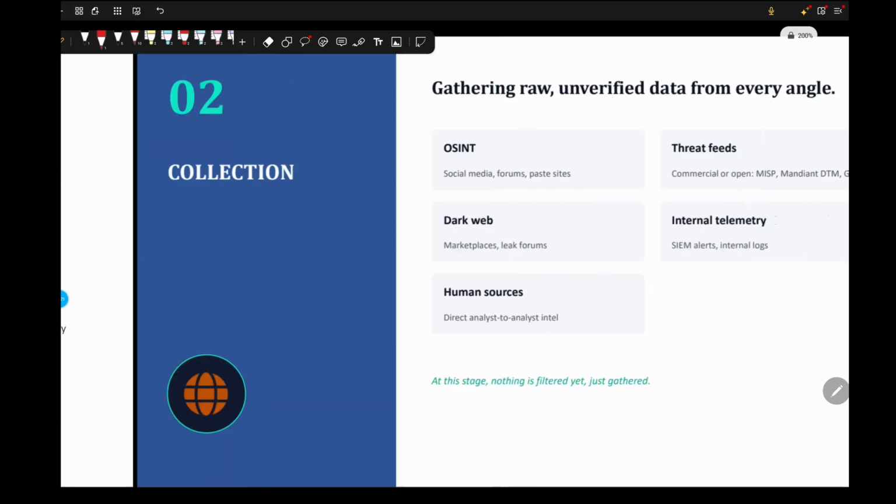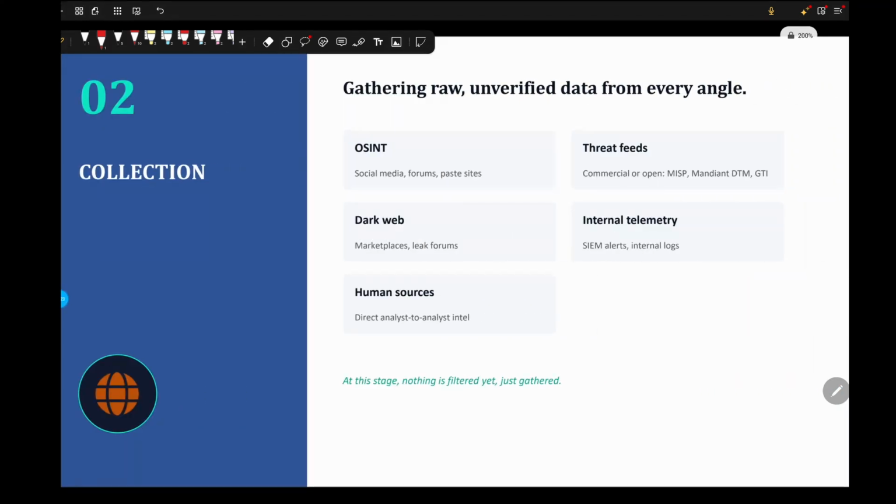Now let's go to stage 2, which is the collection stage. Once you know what we are looking for, we can start collecting the raw data, right? This can come from a lot of places, like OSINT, for instance, that is open source intelligence. So it can be social media, forums, paste sites, or any other open source from where you can get the information.